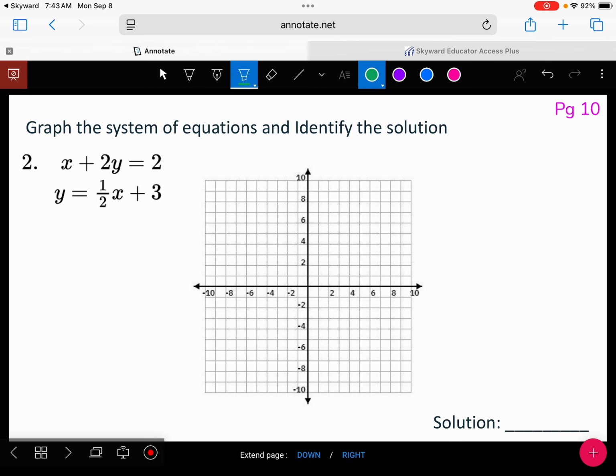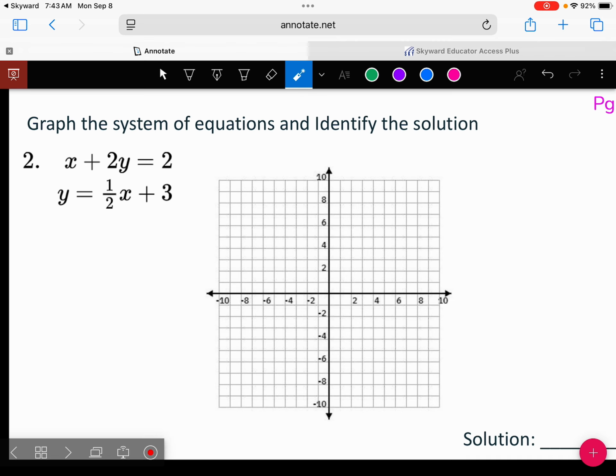You can either, again, make this one be slope-intercept form. We could do it with our x and y intercepts. We could do this in any number of ways. I tend to just go with my x and y intercepts when it's in standard form, but if you want to solve it into slope-intercept form, that's totally valid. So let's take a look and see what's going on here.